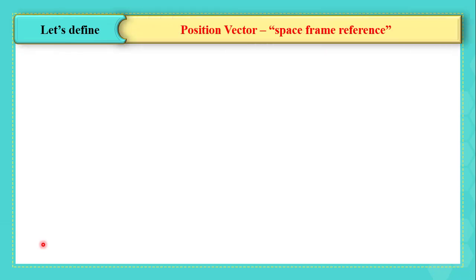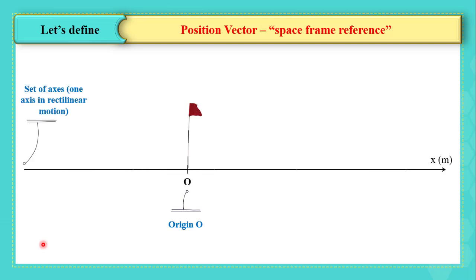To do so, we will use a space frame of reference, which is a system to which all the positions can be determined. It is formed of an origin, the reference, in our case the hole, and a set of axes, one axis in rectilinear motion. Each axis is characterized by a unit vector, which determines the positive direction of the axis. Moreover, the length of the unit vector defines one on the axis.